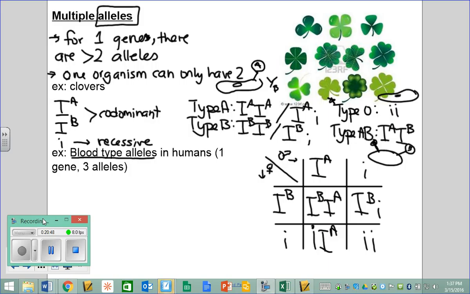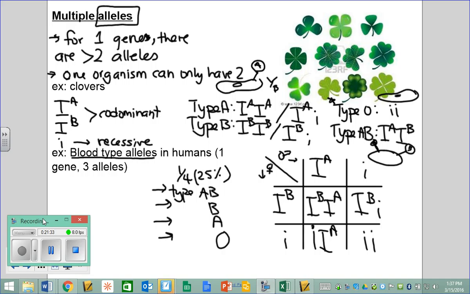Now, if I were to look at this Punnett square, what would my proportions be? I would say 1/4 or 25% of the offspring should be type AB. Another 1/4 should be type B. Another 1/4 or 25% should be A. And another 1/4 or 25% should be O. So I took two parents. One had type A, one had type B, and they could actually produce an offspring with any blood type, depending on which alleles got passed on.